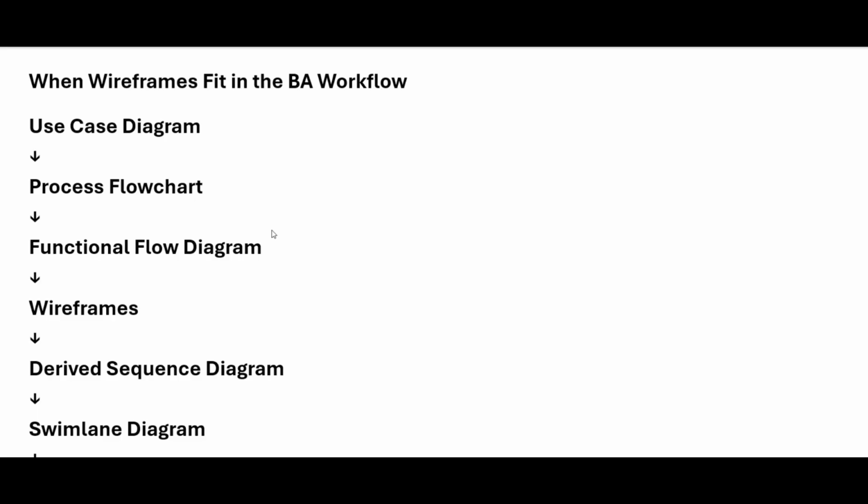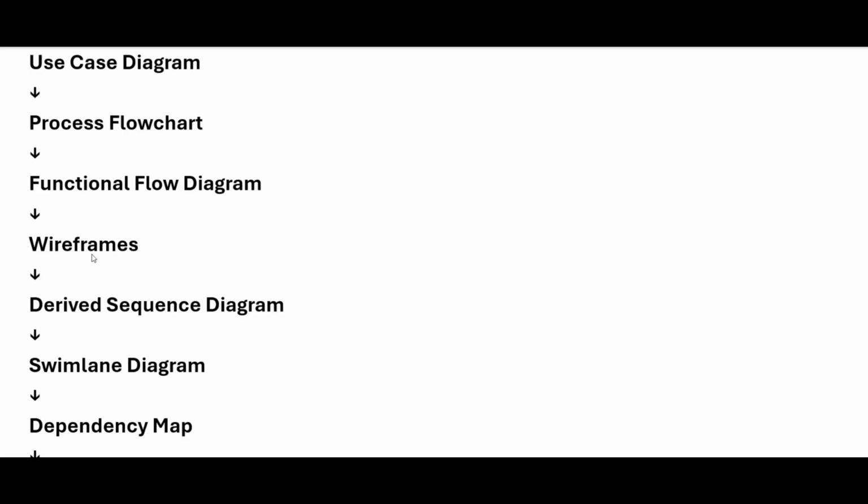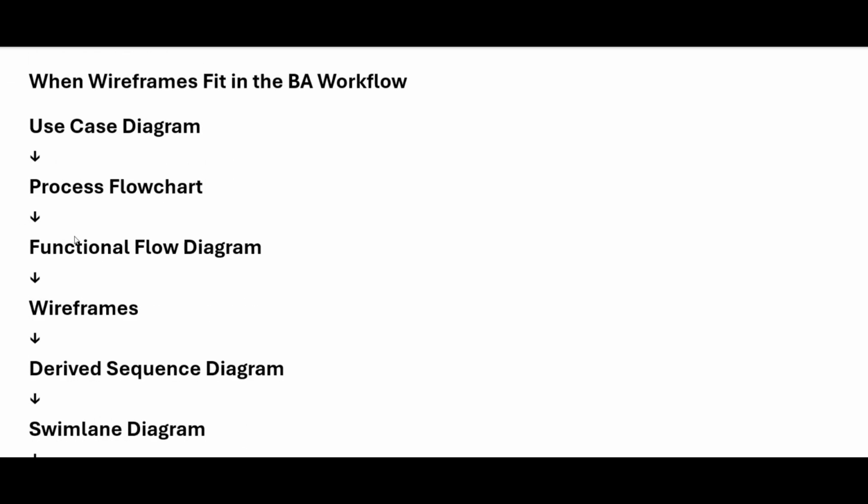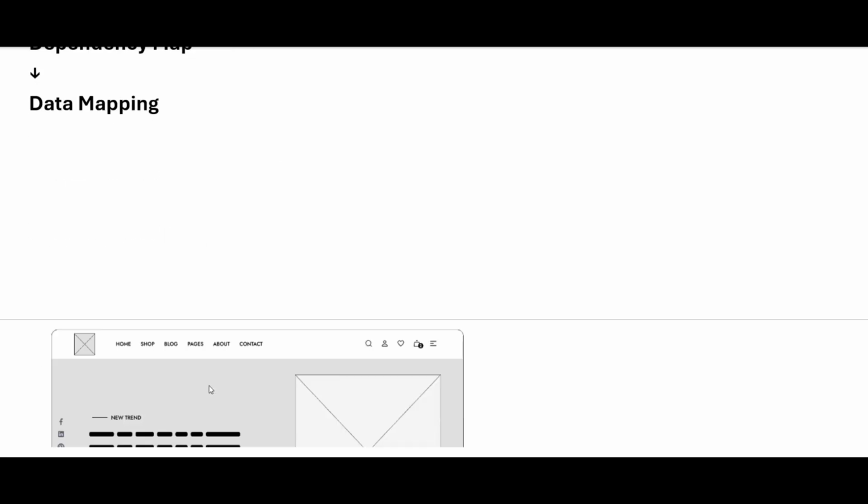This is where the wireframe fits in the BA workflow. The BA is responsible for creating use case diagrams, process flow charts, and functional flow diagrams, and this is where the wireframes are created by the BA. Once these are ready, they are used to derive sequence diagrams, swimlane diagrams, dependency maps, and data maps. I have created different blogs for each of these artifacts, so please check them out if you missed them.